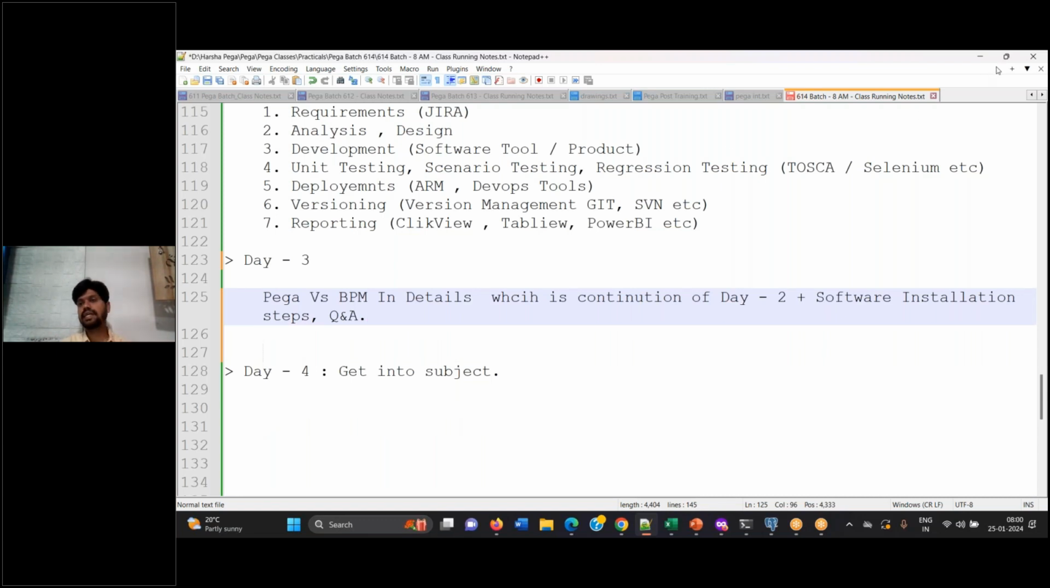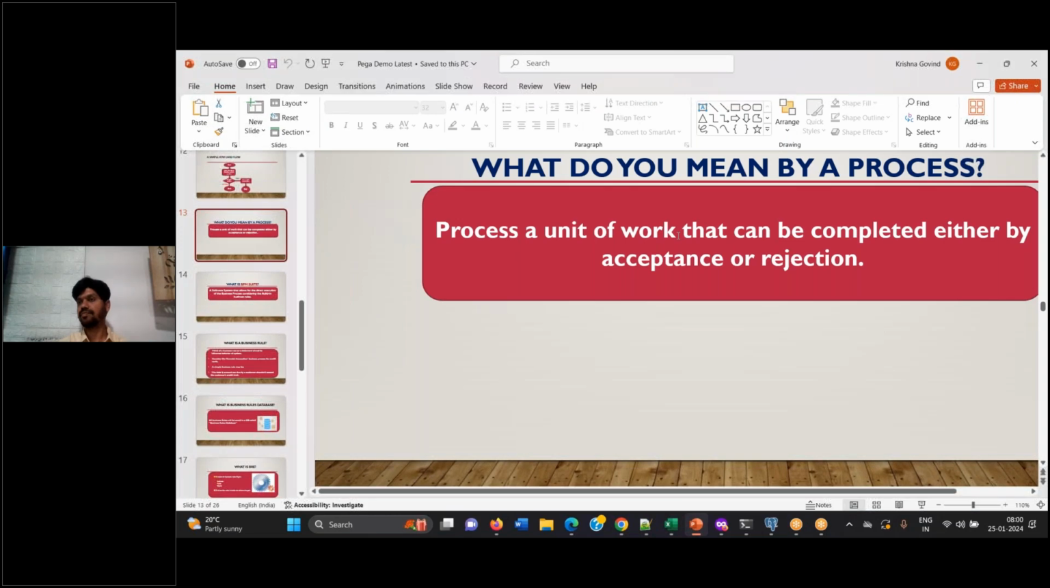Okay. It's 8 o'clock. We'll start now. See, last class we were discussing about BPM. Okay, BPM is business process management. So to manage your business, to process your business and manage its tasks, you design one system. Then that system is said to be business process management system.